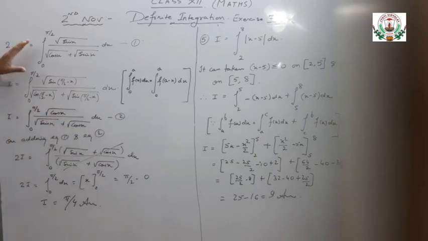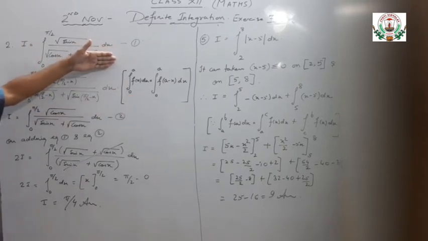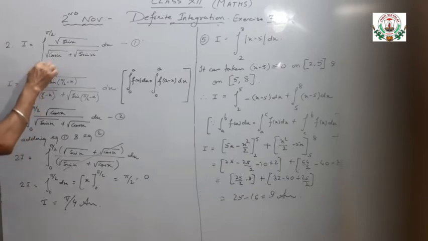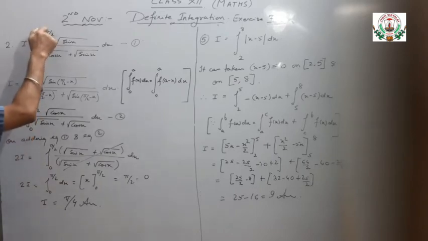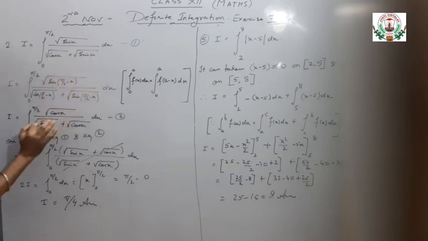Now after applying this property, the question itself is our equation number 1 and this will be our equation number 2. We will add these two integrations. So I plus I will become 2I. The limits must also be the same before addition. 0 to pi by 2, 0 to pi by 2, and the denominator of both is root over sin x plus root over cos x.